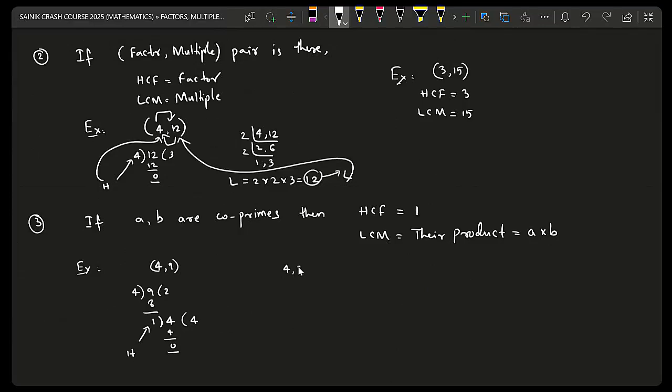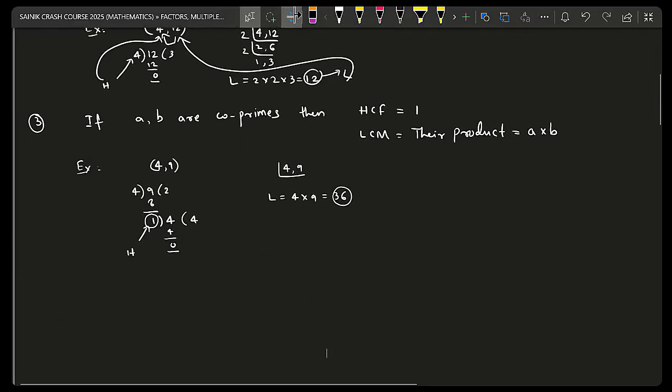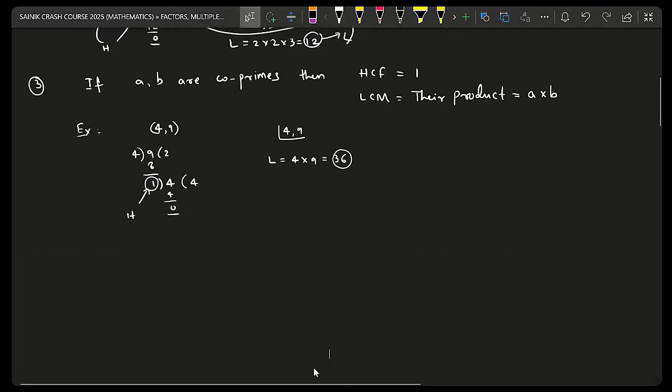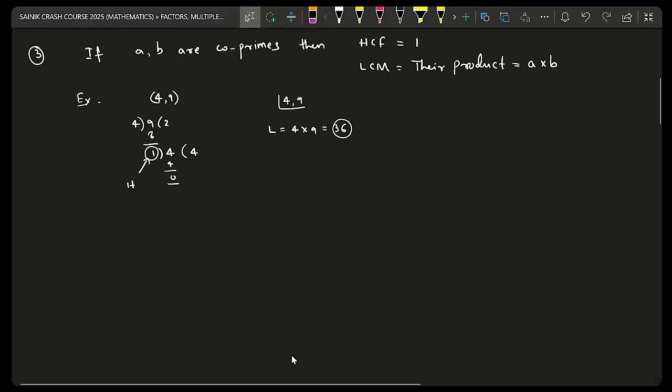And I want to find the LCM. So 4 comma 9, with the common division method. There is no common factor to divide. So LCM is going to be the product of the numbers itself, that is 4 into 9 is equal to 36. So what did we get? HCF we got 1 and LCM we got their product. Similarly, you take any two co-primes, always their HCF is 1 and LCM is their product. This will be applicable for any two prime numbers also, because any two prime numbers are always co-primes.